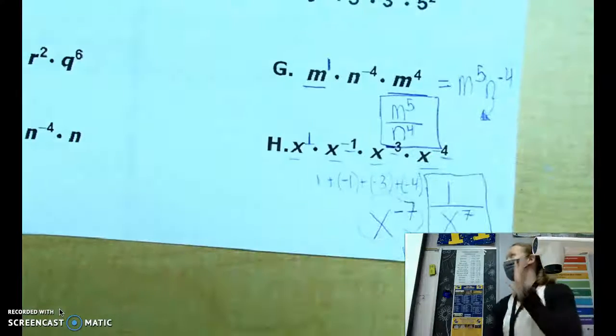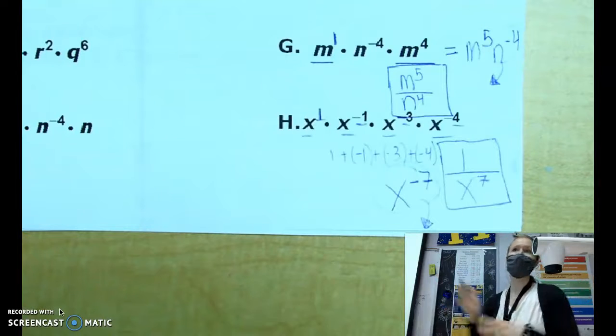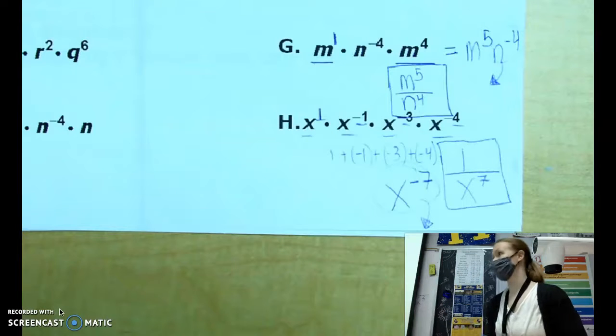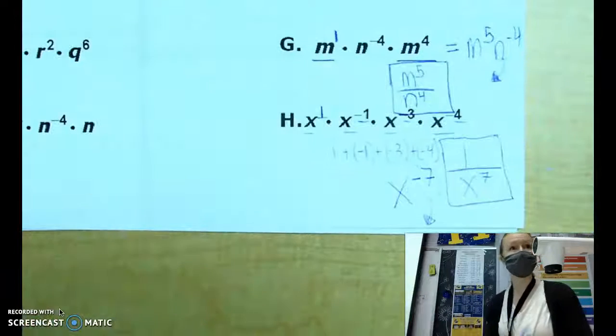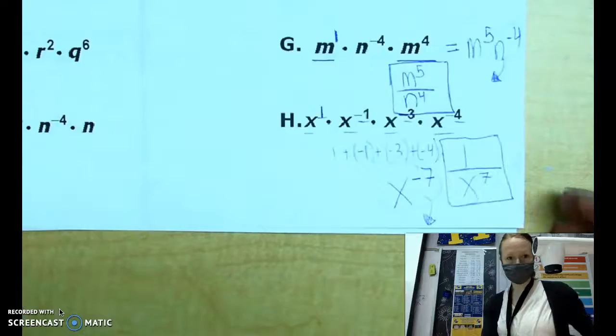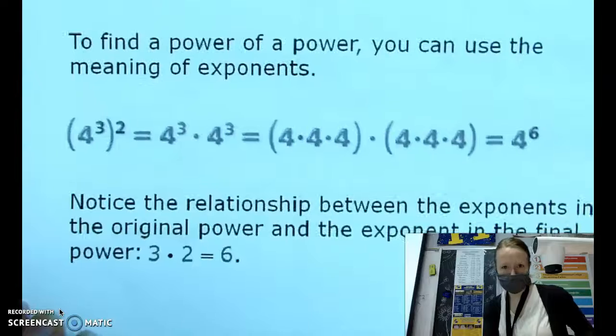So hopefully you're seeing how yesterday's stuff plays into today's stuff, right? We're going to have to practice negative exponents still. We're still going to have to practice some 0 exponent stuff. But we are throwing in this new idea of combining like bases. Another thing that we're going to be doing today is power of a power.